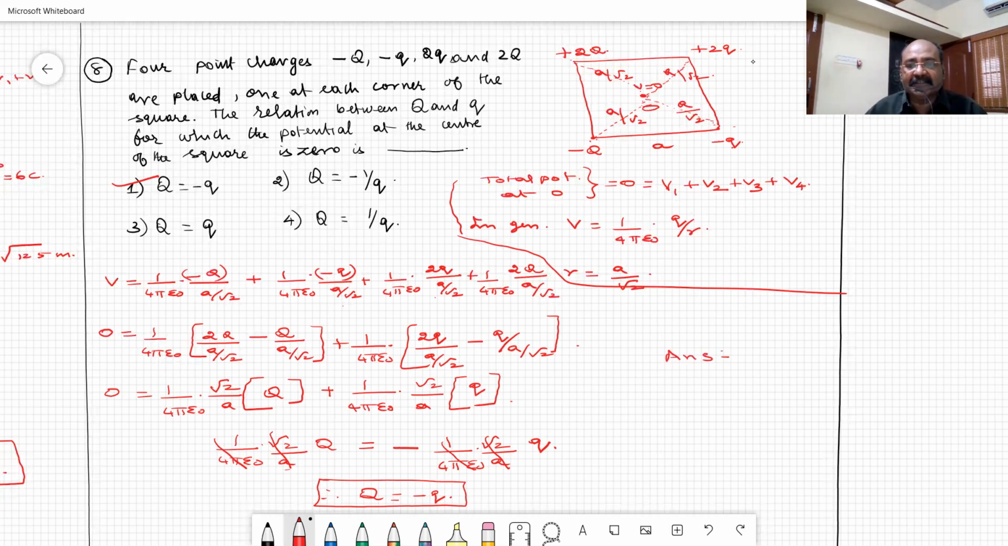So we can consider the answer as option A, or option 1, is the given answer. Hope you have understood this. So simplify in a regular manner, and you will be able to get the answer easily.